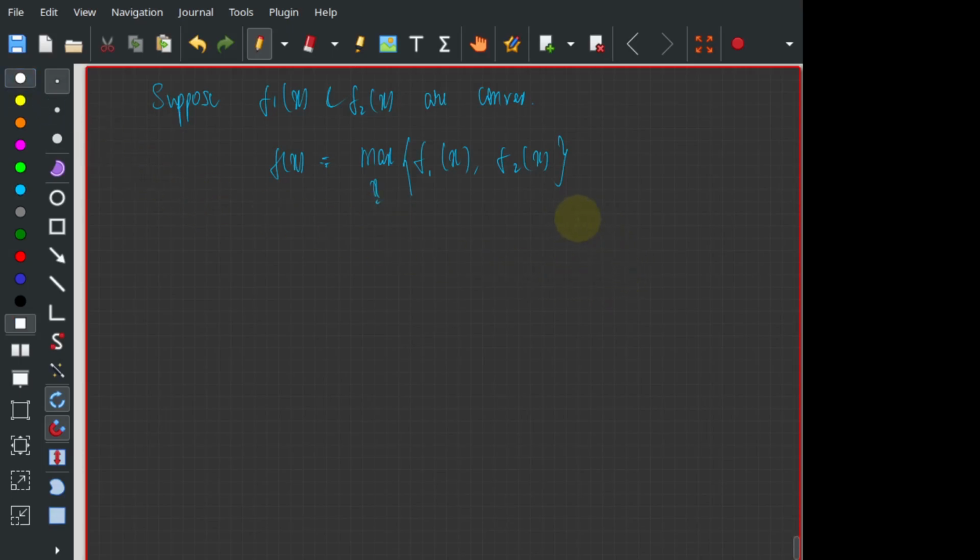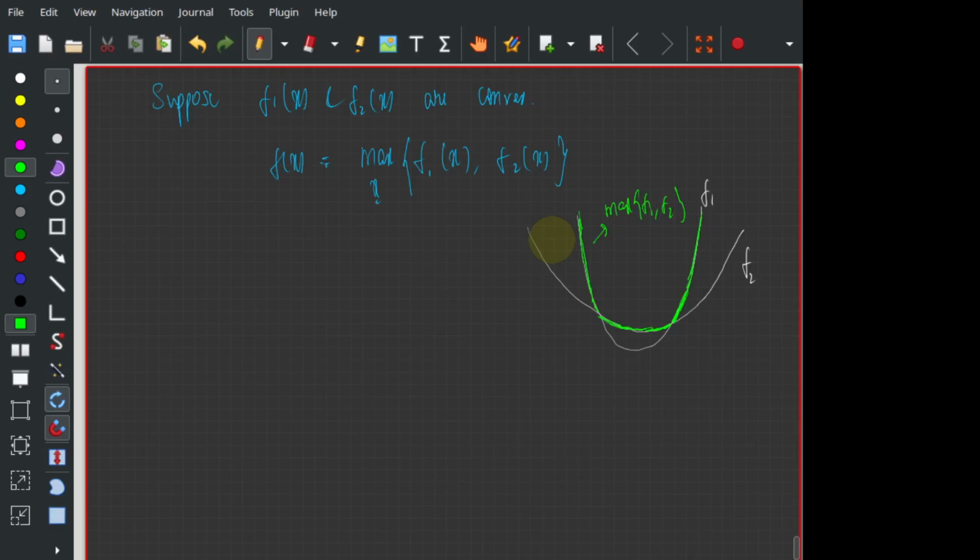Let's visually see an example. Suppose you have some f1 of x and another f2 of x. So this is my f1, this is my f2. The pointwise maximum would be the following function. Up to this point, f1 is the larger of f1 and f2. But from this point onwards, f2 is greater than f1. And from this point onwards, f1 is the larger. This is the max of f1, f2. So at least from this example, it appears that the max of f1 and f2 is also a convex function.